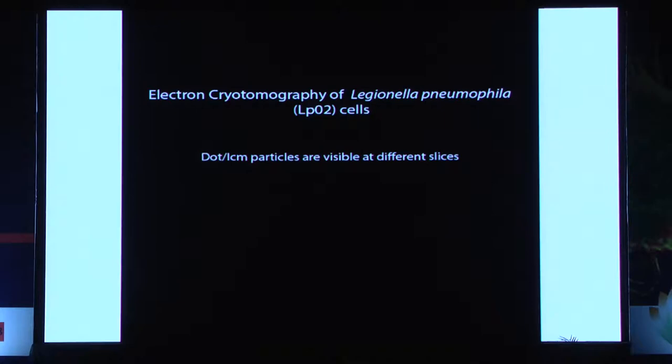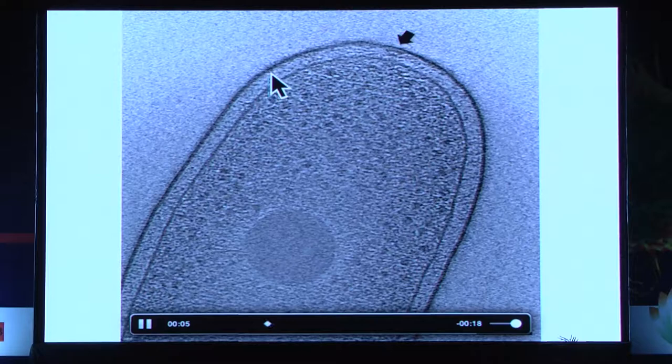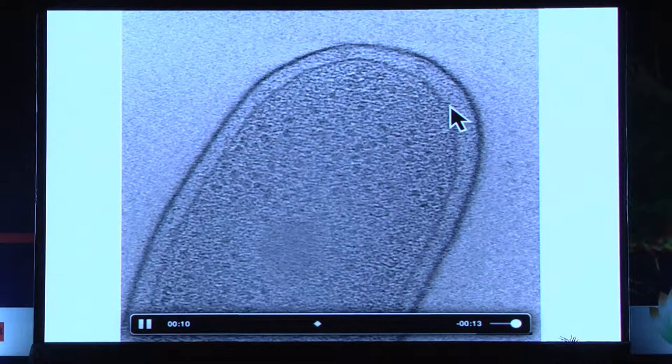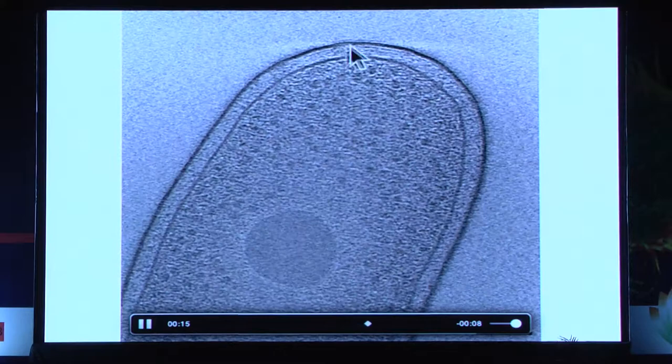So this is the outer membrane of the bacteria. This is the inner membrane. The inside here is the periplasm. So you can start seeing that there are some densities that go all the way from the inner membrane to the outer membrane. So for example, here, it's going back here again. So you can see that there are certain densities that are just extending from the inner membrane to the outer membrane.